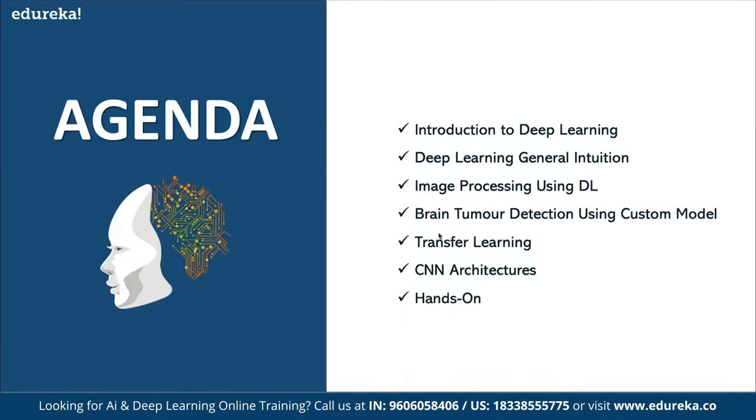Today we are going to talk about cancer detection using deep learning. This is our objective. We will first talk about what deep learning is. Then we will understand how you see things with deep learning and how you process the image. Then we will understand how to do brain tumor detection using deep learning. And we will understand transfer learning to some extent, and we will also see the CNN architecture to some extent.